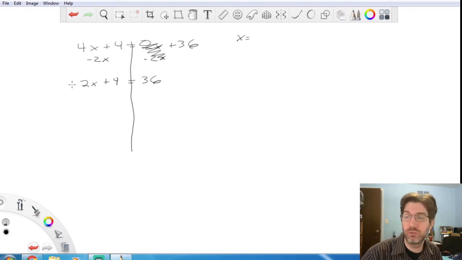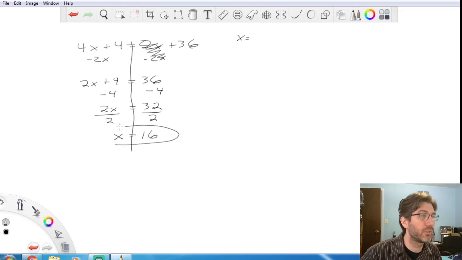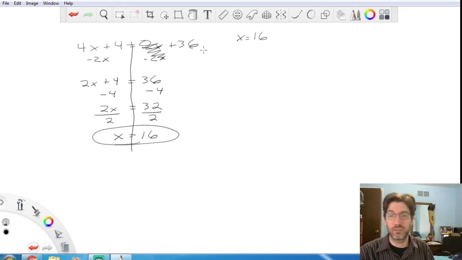Then I'm going to solve for x. So order of operations in reverse says I want to subtract the 4 first. Subtract the 4, so I get 2x equals 32. And then I'm going to divide by the 2. 2 divided by 2 is 1. They cancel, leave me with x. 32 divided by 2 is 16. So here my answer is x equals 16. And again, you can go back in and plug it in to check.